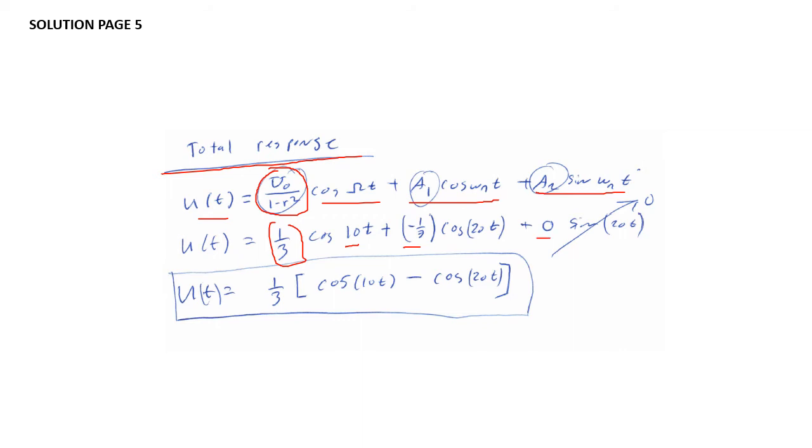So we can plug this all in here. If A2 is 0, this whole term goes to 0, so we can reduce and simplify. u of t is equal to 1/3 times the cosine of 10t minus the cosine of 20t, and this gives us our answer for u of t.